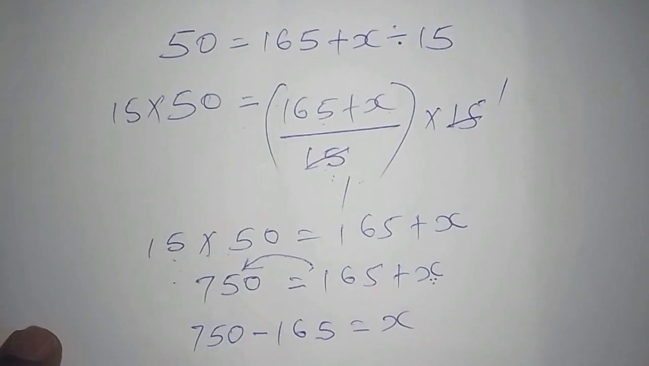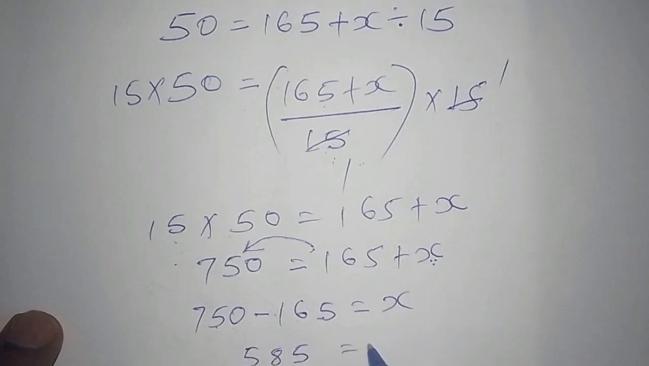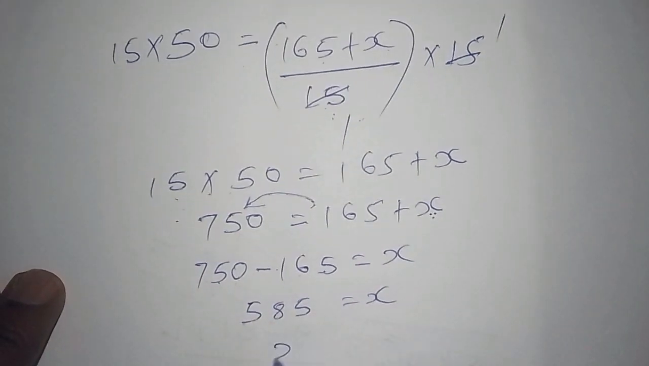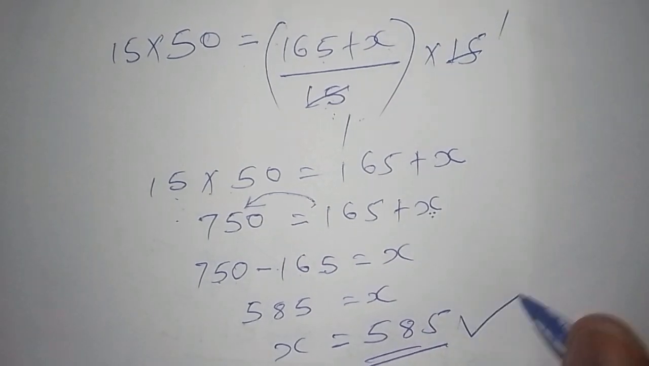So after we've reached this point, now it is easy for us to work it out. We shall just take 750 subtract 165, and then now we shall have 585 here is equal to x. So now our final answer, thereby we shall say x is equal to 585. And I know that you've got your answer as 585.